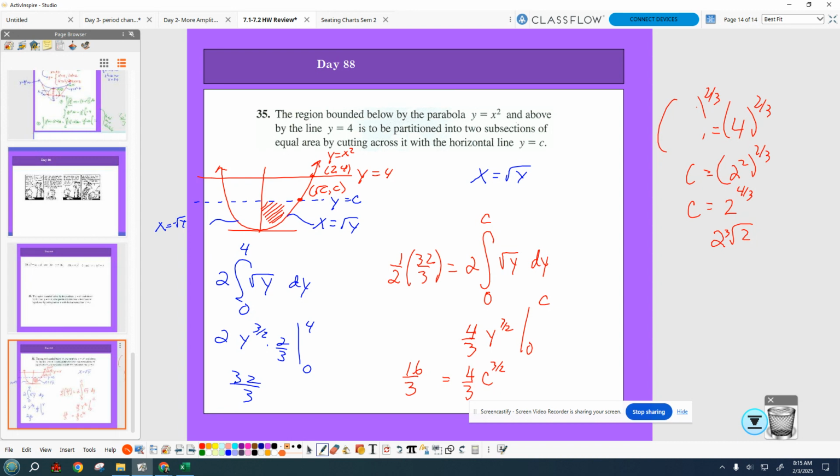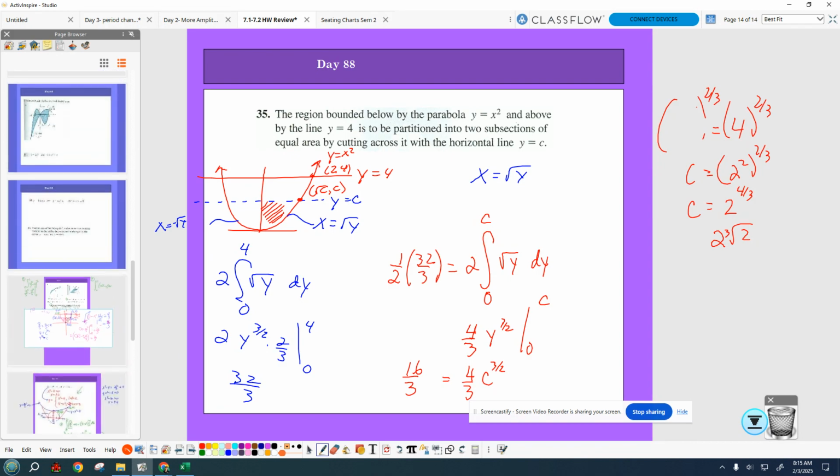And when they're feeling mean, the AP will put something like this on the free response questions. Find the vertical line or the horizontal line that cuts this exactly in half. Or where it rotates and half the volume is above and half the volume is below.